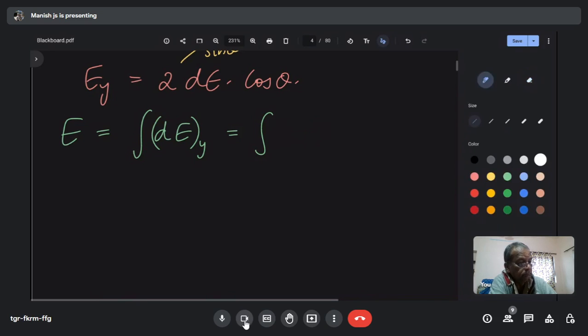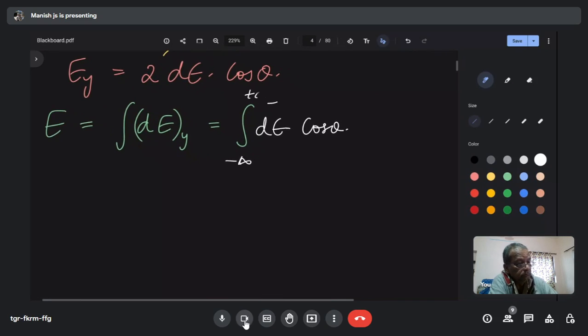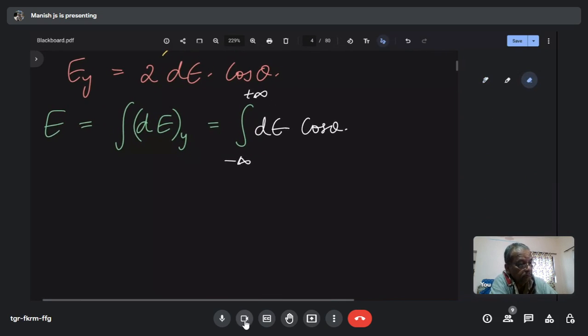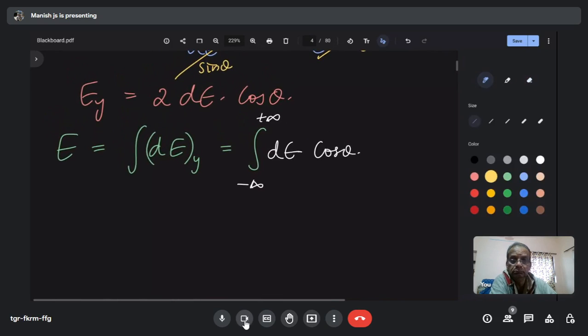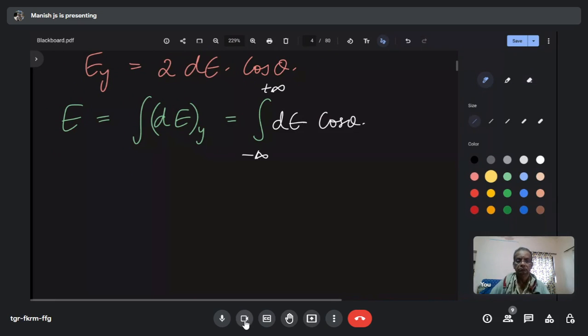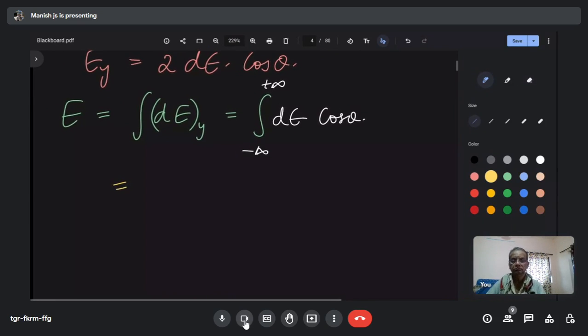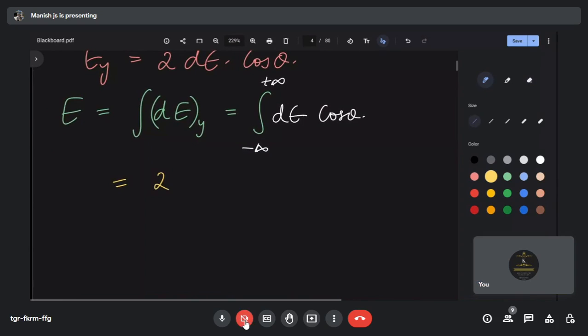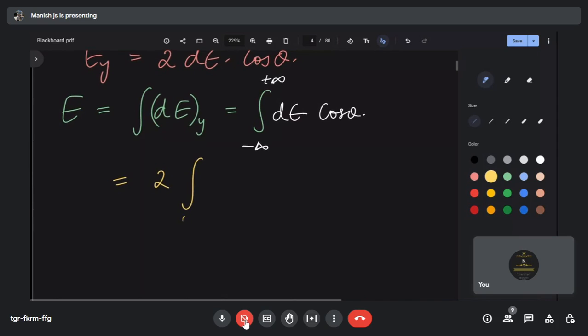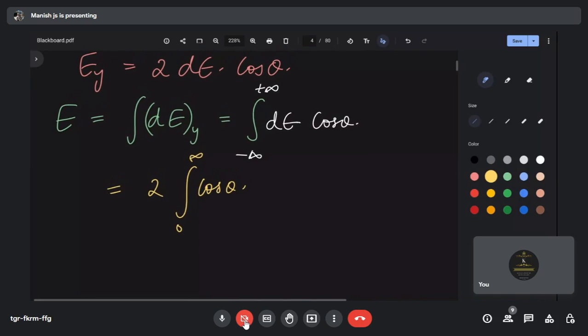We have found out those values already, so it will be dE times cos theta. And from where to where is it varying? It is varying from minus infinity to plus infinity. Isn't it? We took an infinitely long charged wire. So the limits are minus infinity to plus infinity. 2 components are there. Add both the components. So 2 times the integral, and you can take it as 0 to infinity, and now you consider both, minus infinity to plus infinity. So can we write it as 2 times? Yes, we can write it as 2 times, with limits 0 to infinity, cos theta. Now substitute the dE value.